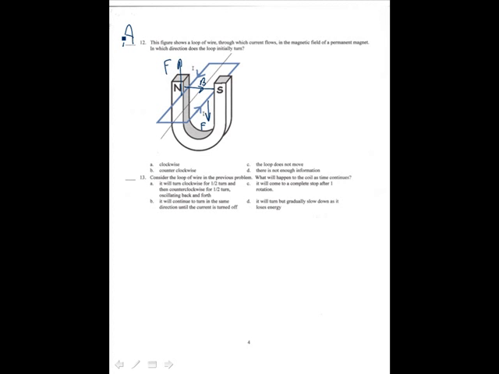Through the loop of wire, what happens to the coil as time continues? Right, when the coil flips halfway over, those forces switch, and so it's going to oscillate back and forth. Option A.